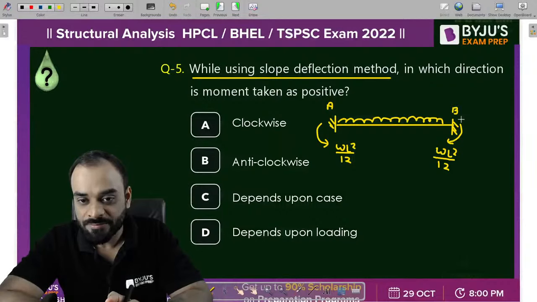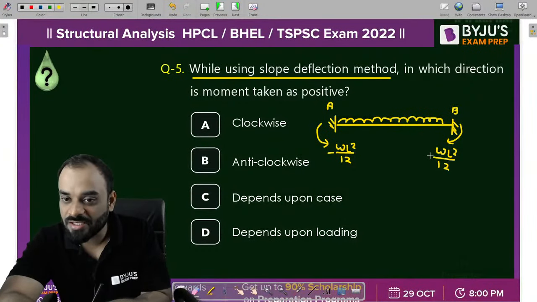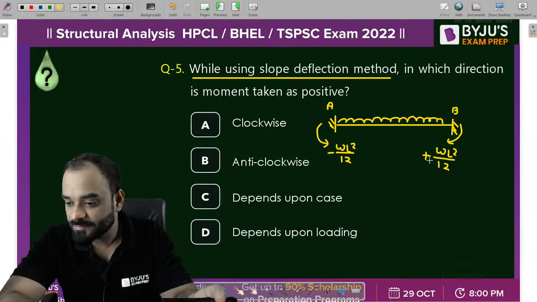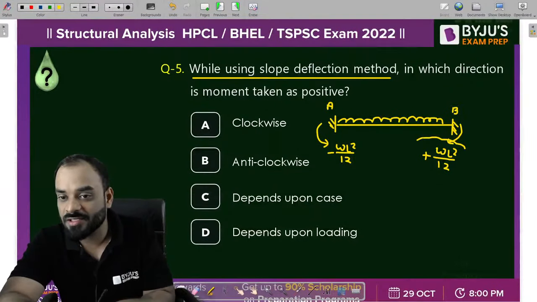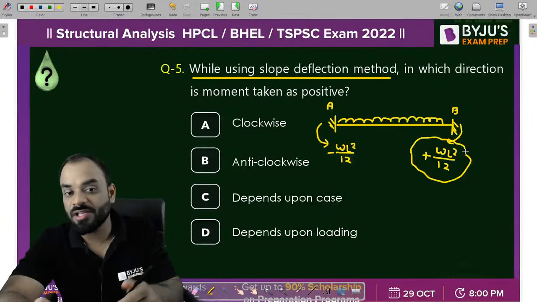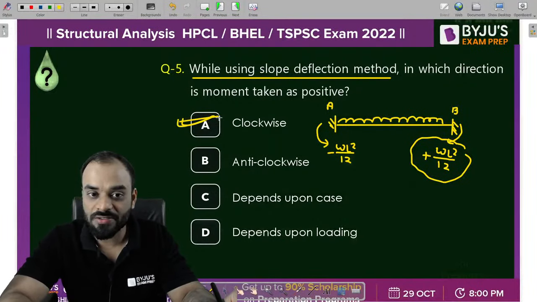Now, tell me, guys. At end A, it is negative, and this one is positive. Yes or no? Gurpreet, Abdul, Afrid, Santu, Wali, Behra, tell me, yes or no? Yes. So definitely, in this particular case, if we have a clockwise moment, then only it is positive in nature, right? So that's why A should be the correct answer for the problem.